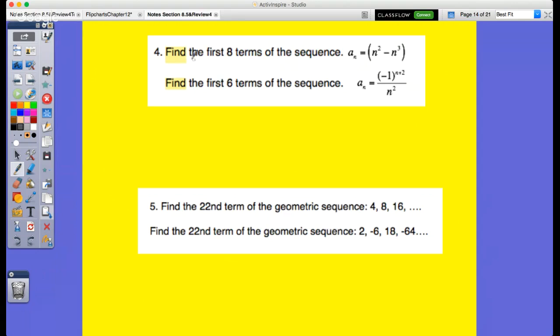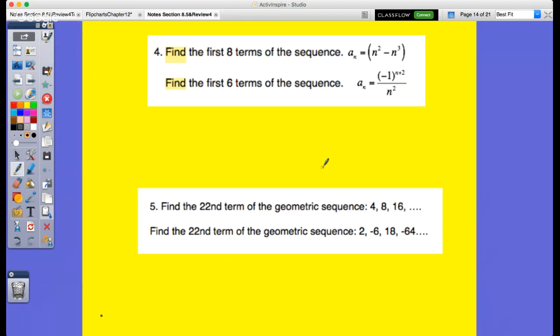Awesome. Number 4, let me do this. Let me make sure I don't have any questions. All right. I want you right now, just like Dora the Explorer, if you watched that show, to yell at the screen. What would you do at number 4? If I said find the first 8 terms of this sequence, what would you do?